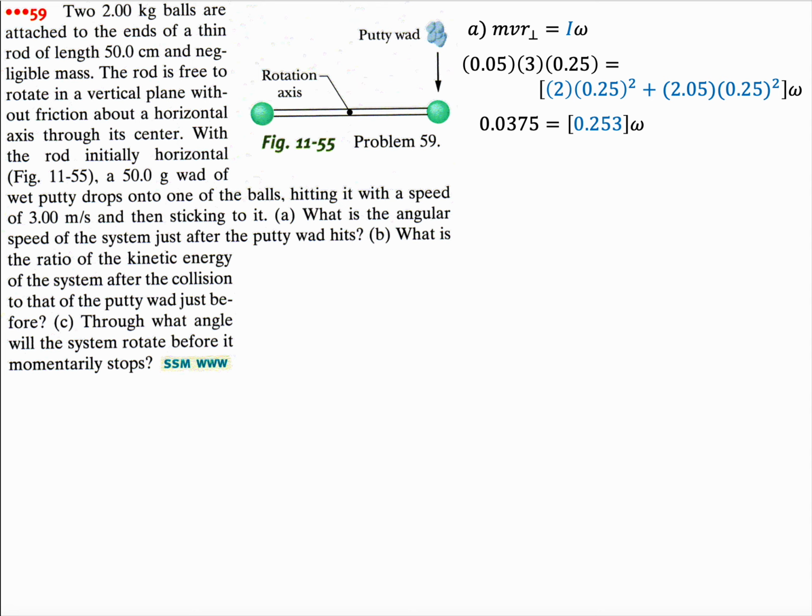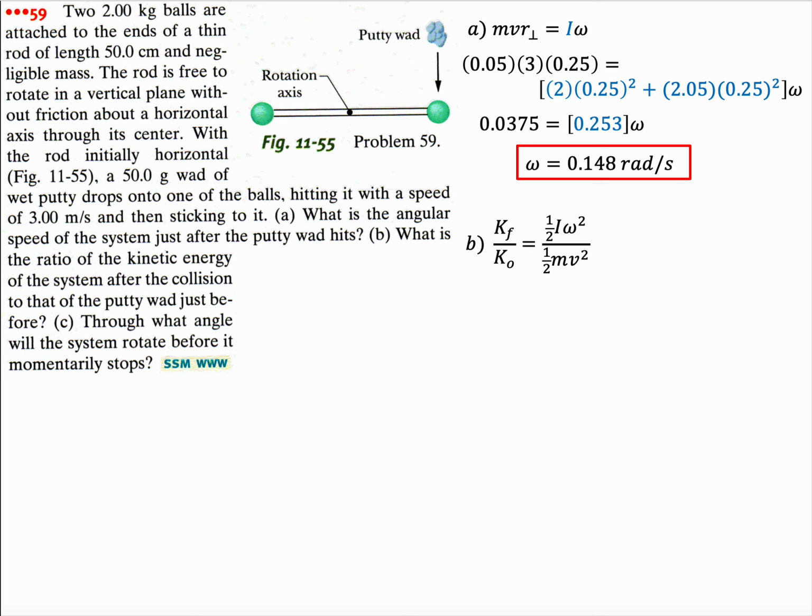If we solve this then, total rotational inertia 0.253, total angular momentum beforehand 0.0375, and if we solve it then, the final omega of the system is 0.148 radians per second. Question B, what's the ratio of the kinetic energy of the system after the collision to that of the putty just beforehand?